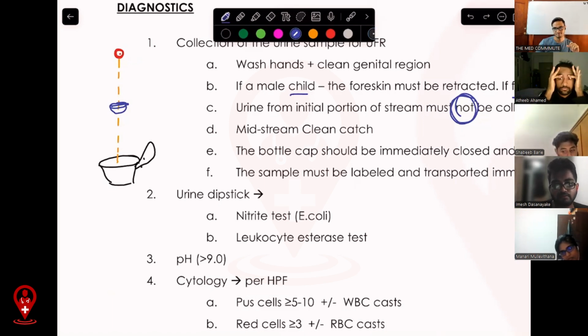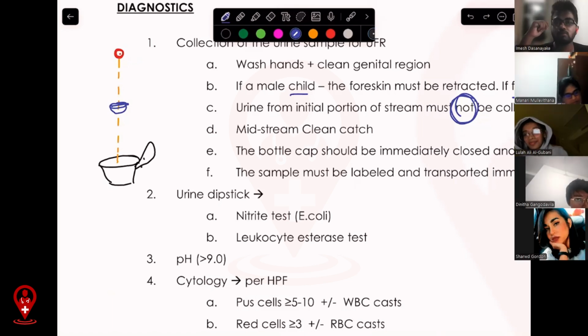Then what is this clean catch? What do you all know about clean catch? What do you all think? Come on, just try to come up with something. Dinitha, what is clean catch? Okay, it's okay. Manari, clean catch. Put urine directly to the cup. Sorry, I cannot hear you. Put urine directly to the cup. Excellent. Directly to the cup.